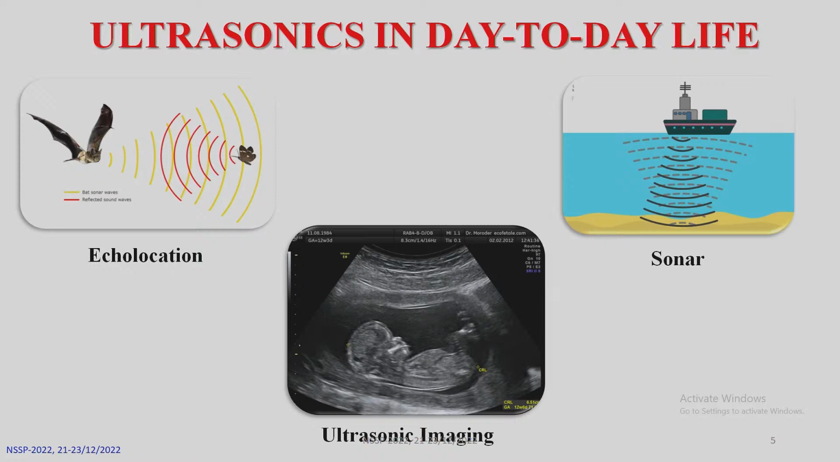The next one is ultrasonic imaging. In ultrasonic imaging, the ultrasonic waves are produced in the machine and penetrate into the skin, and they bounce off the baby and form an electronic image.